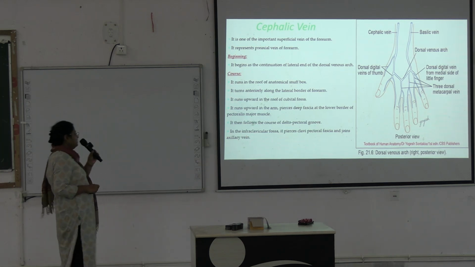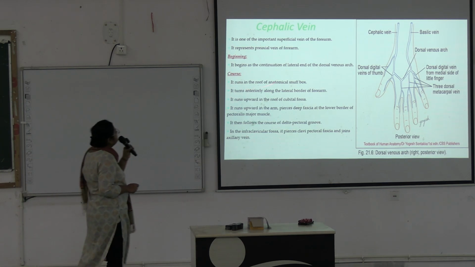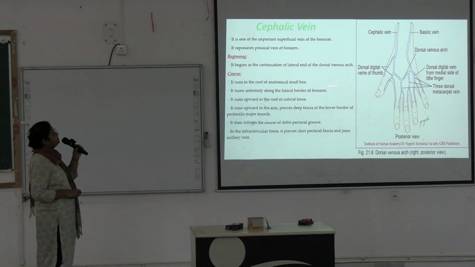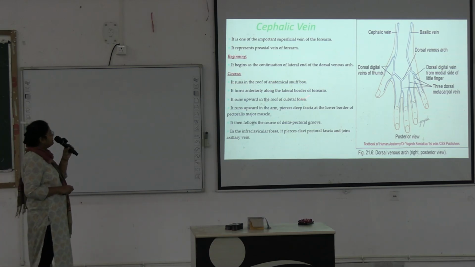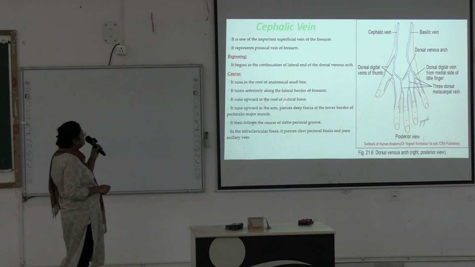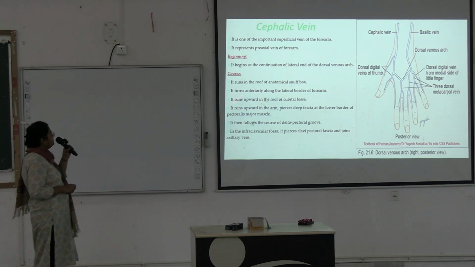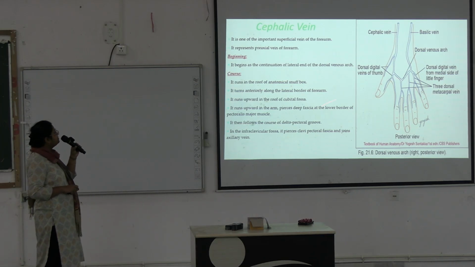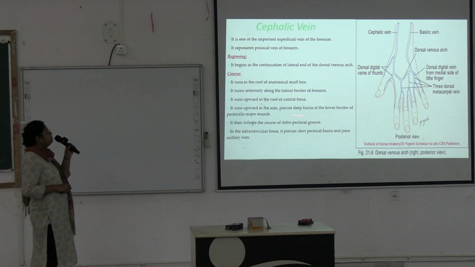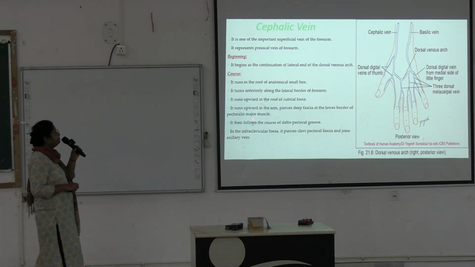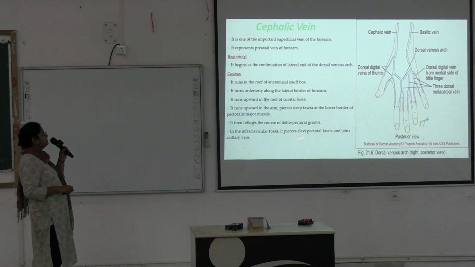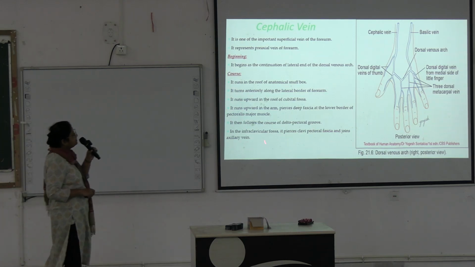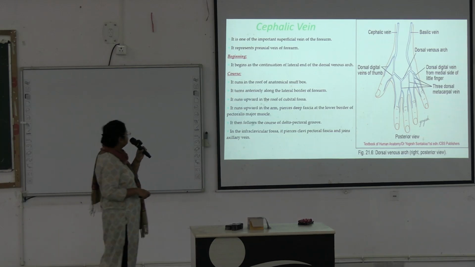So what is the beginning? It begins as a continuation of the lateral end of the dorsal venous arch. And what is the course? It runs in the roof of the anatomical snuffbox, and it turns anteriorly along the lateral border of the forearm, runs upward in the roof of the cubital fossa, runs upward in the arm, and pierces the deep fascia at the lower border of the pectoralis major muscle, and then follows the course of the deltopectoral groove, and in the infraclavicular fossa it pierces the clavipectoral fascia and joins the axillary vein. We have seen the course previously.